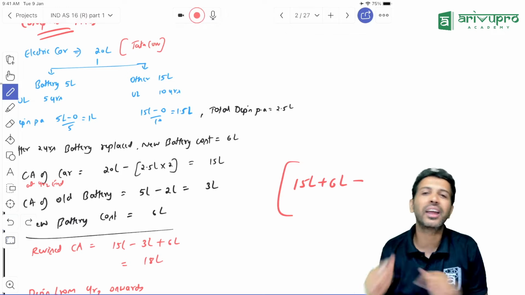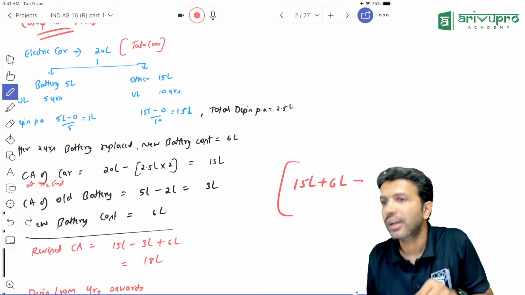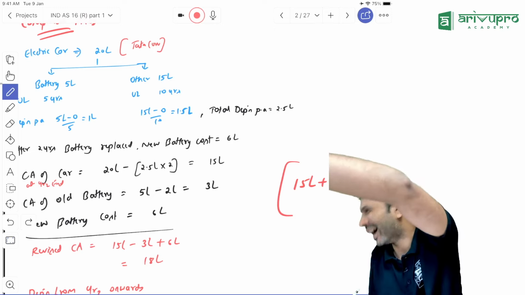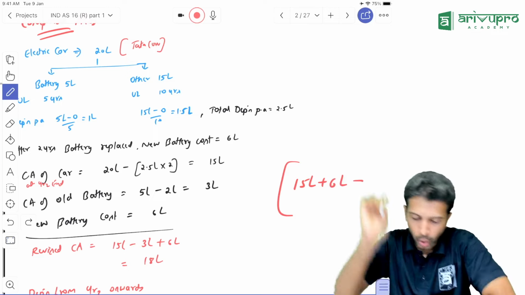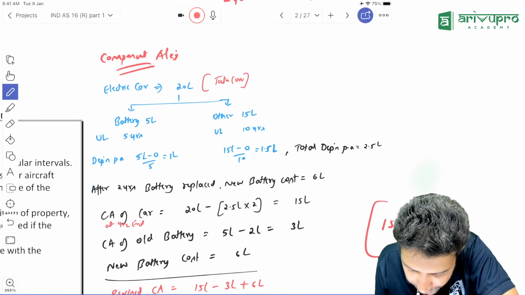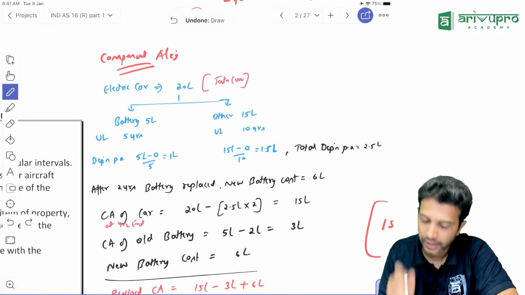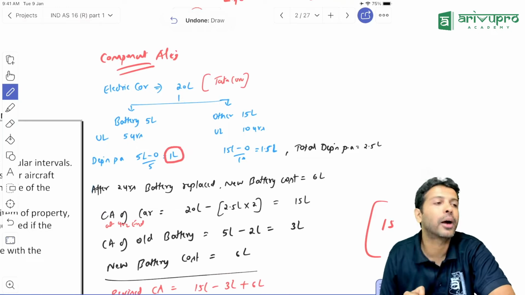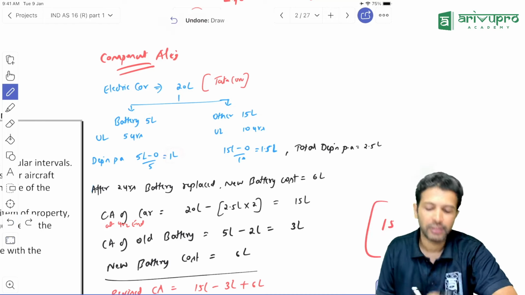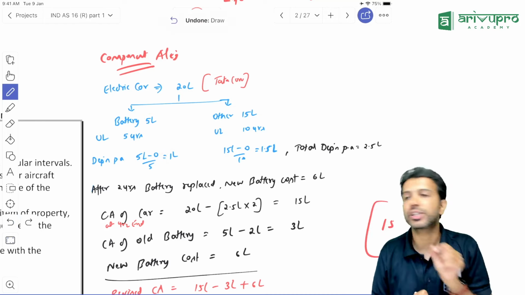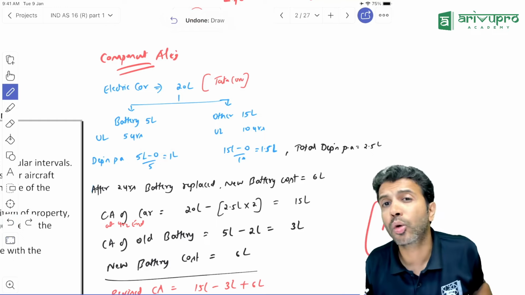That means one working note we need to put up for what? To find out the carrying amount of the old battery. No need to put. I think it's pretty straightforward. Can we review that? Okay, sir. When you bought the old battery, how much did you pay? 5 lakh. Every year you are depreciating the old battery. How much? 1 lakh. Any doubt so far? When did you replace this old battery?